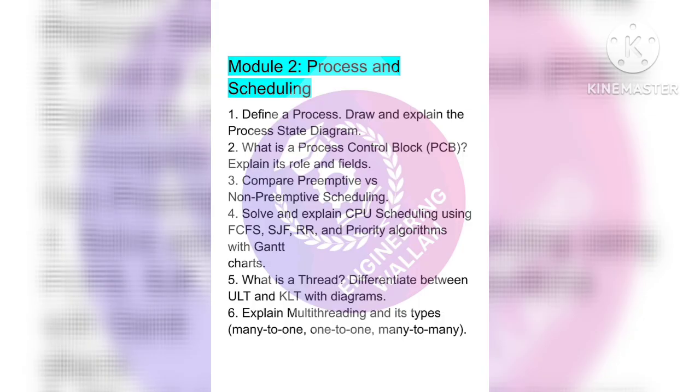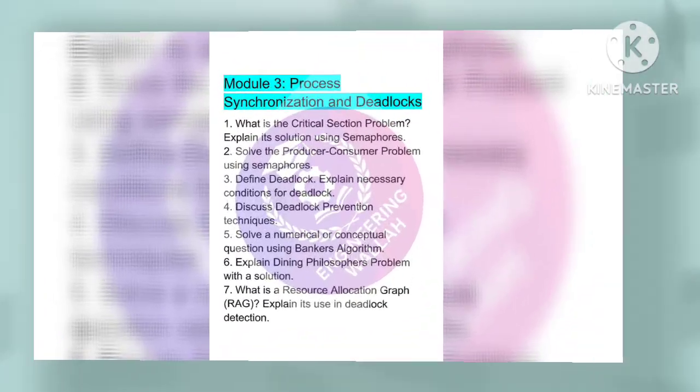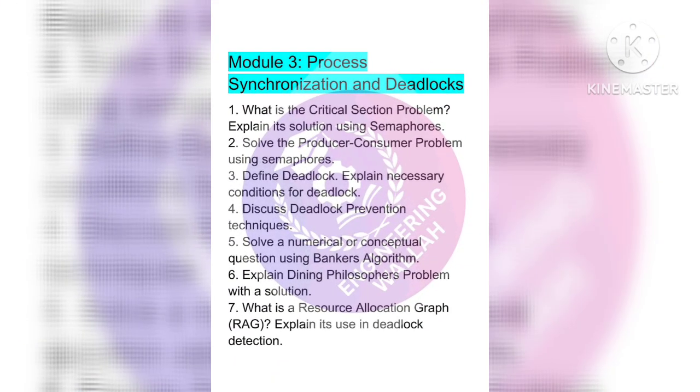5. What is a thread? A thread is a lightweight process. We'll compare user-level threads (ULT) and kernel-level threads (KLT) with diagrams. 6. Explain multithreading models. Understand many-to-one, one-to-one, and many-to-many models and where they are used. Module 3, Process Synchronization and Deadlocks.